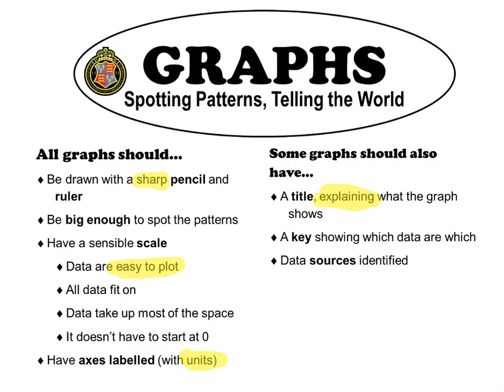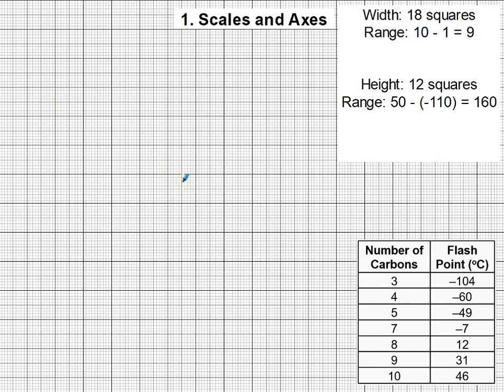So let's make a start. Here are some data over here on the number of carbons in an alkane and the flash point. These are from the engineering toolbox. I've started at 3 carbons and gone up to 10.